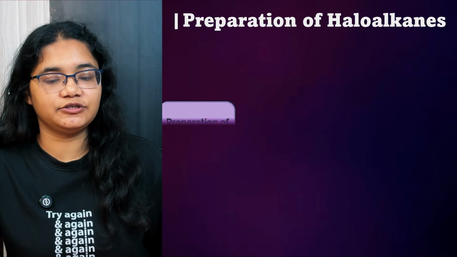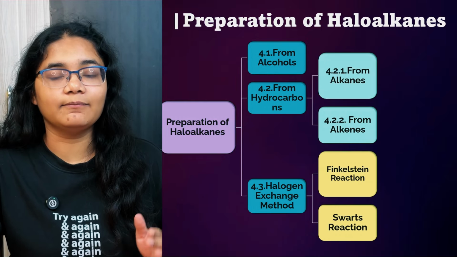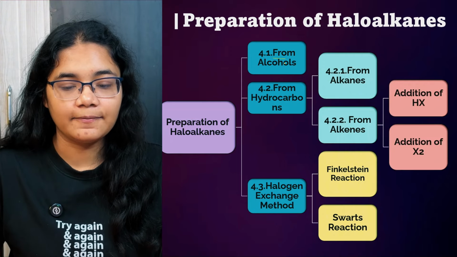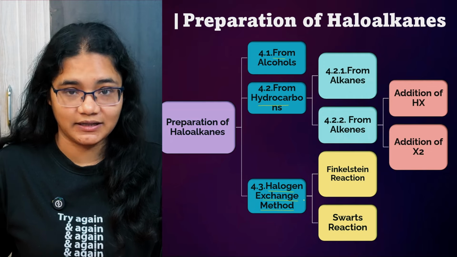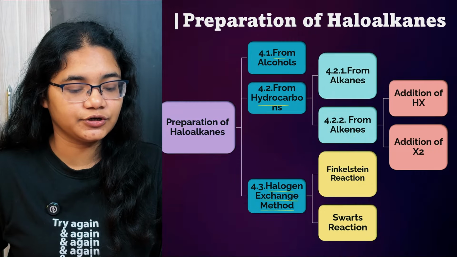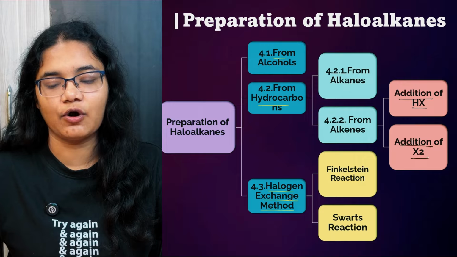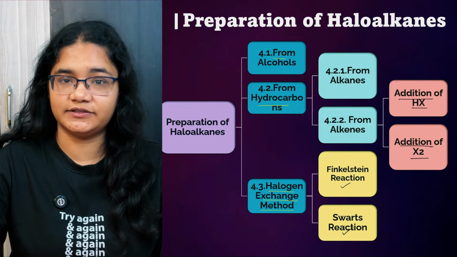Now, let's see the preparation of haloalkanes reaction. So, we can prepare haloalkanes from 3 important sources. The first one is from alcohols. The second one is from hydrocarbons, and the third one is using halogen exchange method. Now from hydrocarbons, I have alkanes and alkenes. Next, from alkenes, I have addition of HX and addition of X2. And in halogen exchange method, we have Finkelstein reaction and Swarts reaction.